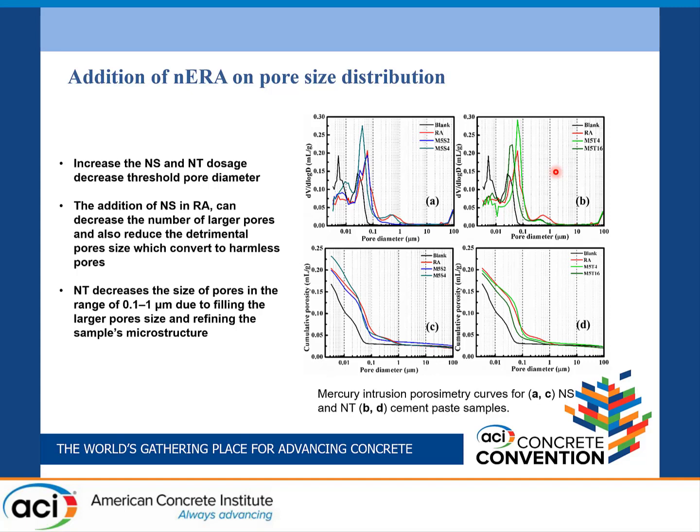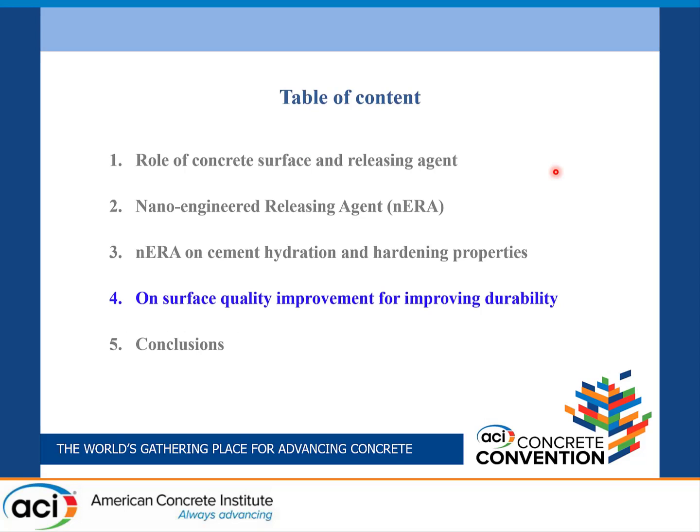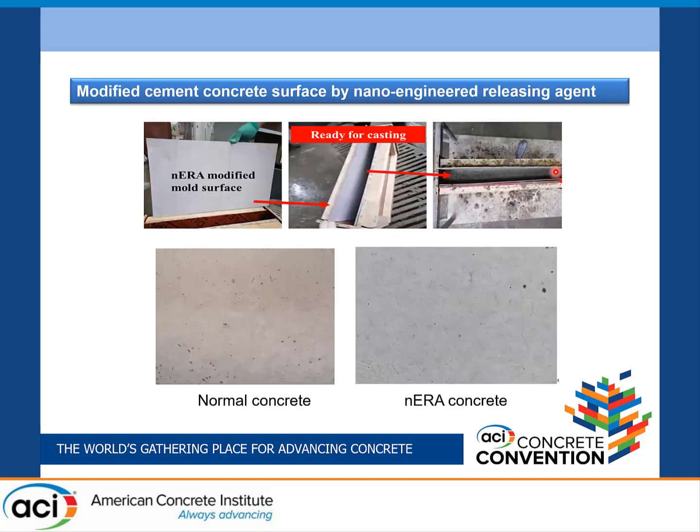So on the basis of these results, we conclude that this nano-engineered releasing agent can give good surface property, so surface quality improvement. For improving the durability, we apply it on the surface of the formwork. Here we see the nano-engineered releasing agent applied on the mold surface, then we put in the mold, and then cast the concrete. After curing, these are the two finished concretes. This is the normal releasing agent, and this is the modified releasing agent.